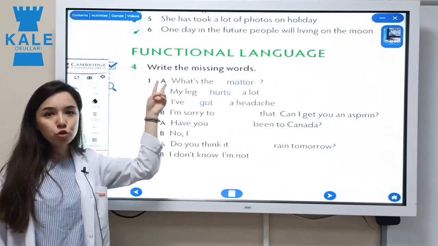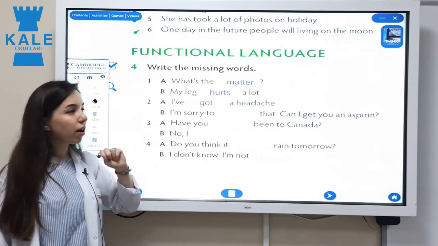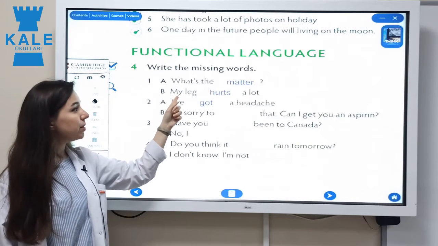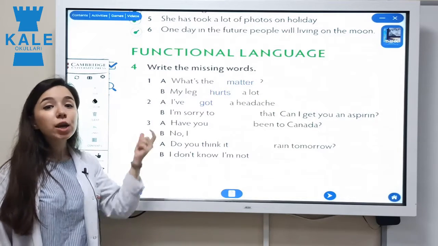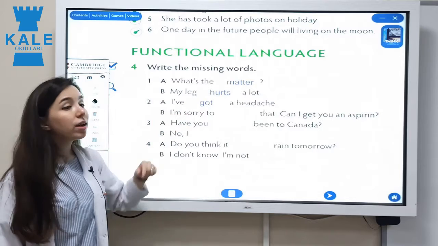For example, A, B. We have two people. Yes, two people are going to have a conversation. They have a conversation here. What's the matter? B said that my leg hurts a lot. Here, A, in part 2, said that I've got a headache.